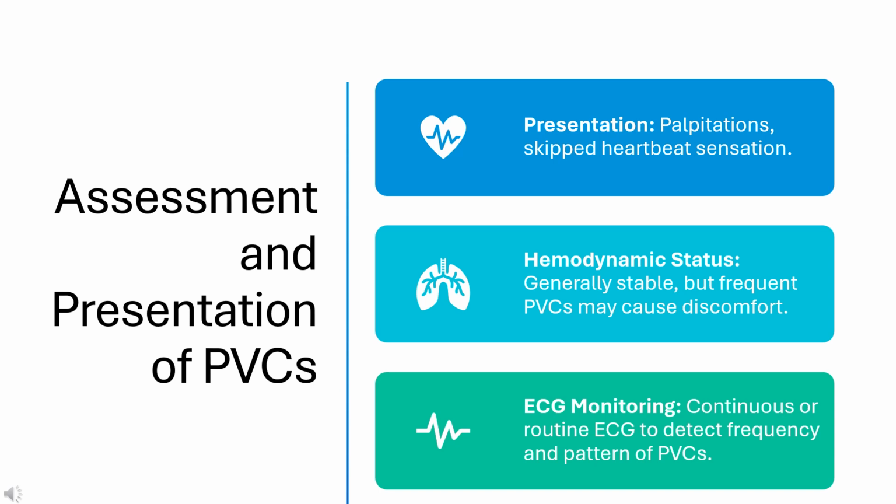Most patients with PVCs are hemodynamically stable, meaning that their blood pressure and overall circulation remains within normal ranges, despite the presence of PVCs. This stability is because PVCs, especially when infrequent, do not significantly affect the overall cardiac output or blood flow. In cases where PVCs occur frequently, they can cause significant discomfort and anxiety for the patient.